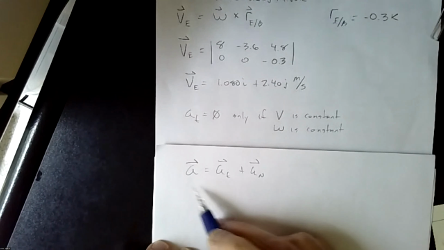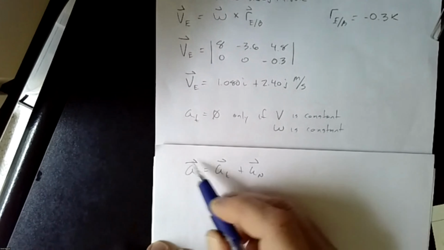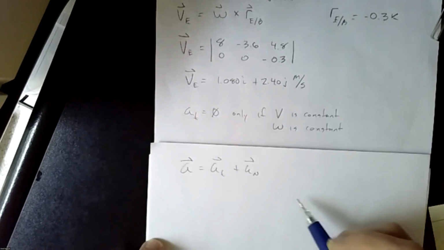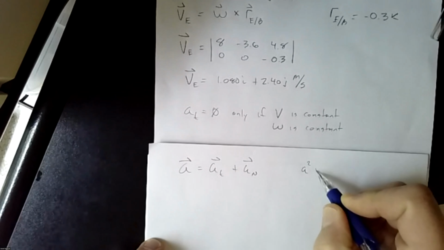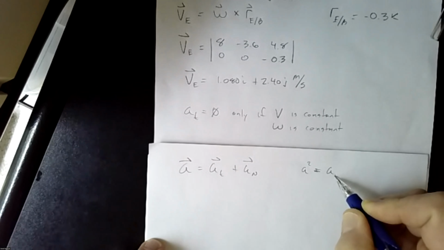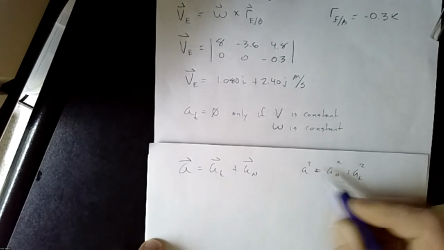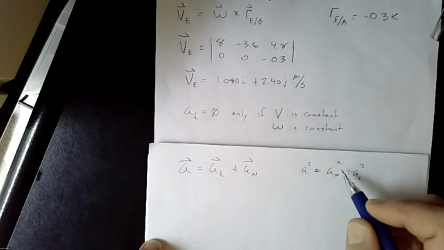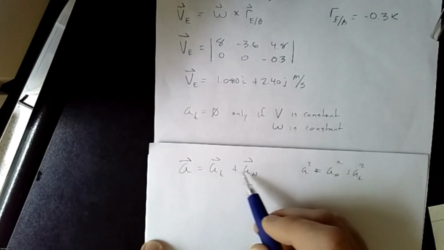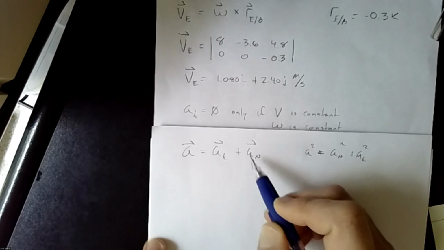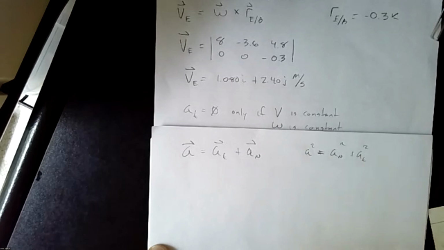And so you add these vectors together to get the total acceleration. Now, you remember that we did a squared equals an squared plus at squared, right? That was magnitudes, so that's like the Pythagorean theorem. That's only when we had magnitudes. When we have vectors, we just add the vector components. And we'll do a lot of that in the coming lectures.